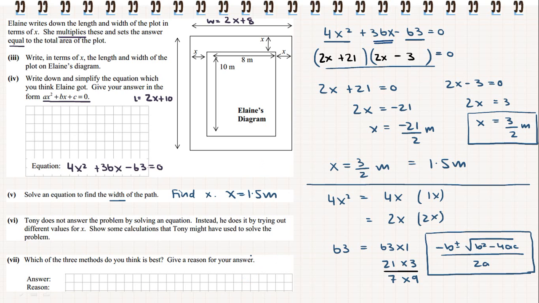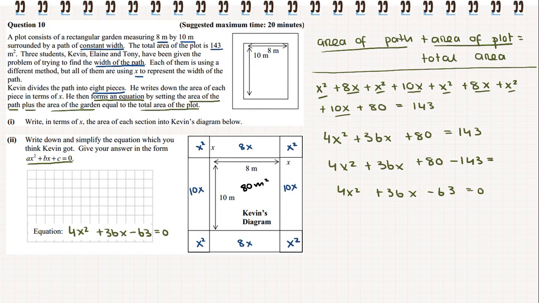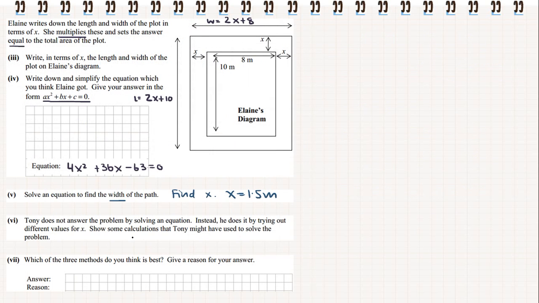So to recap, what we want to notice is that Elaine and Kevin both found the same equation. 4x squared plus 36x minus 63 is equal to 0. So we could have used really either of these, but really the fact that they're the same means we're solving it for Elaine's equation and for Kevin's equation.